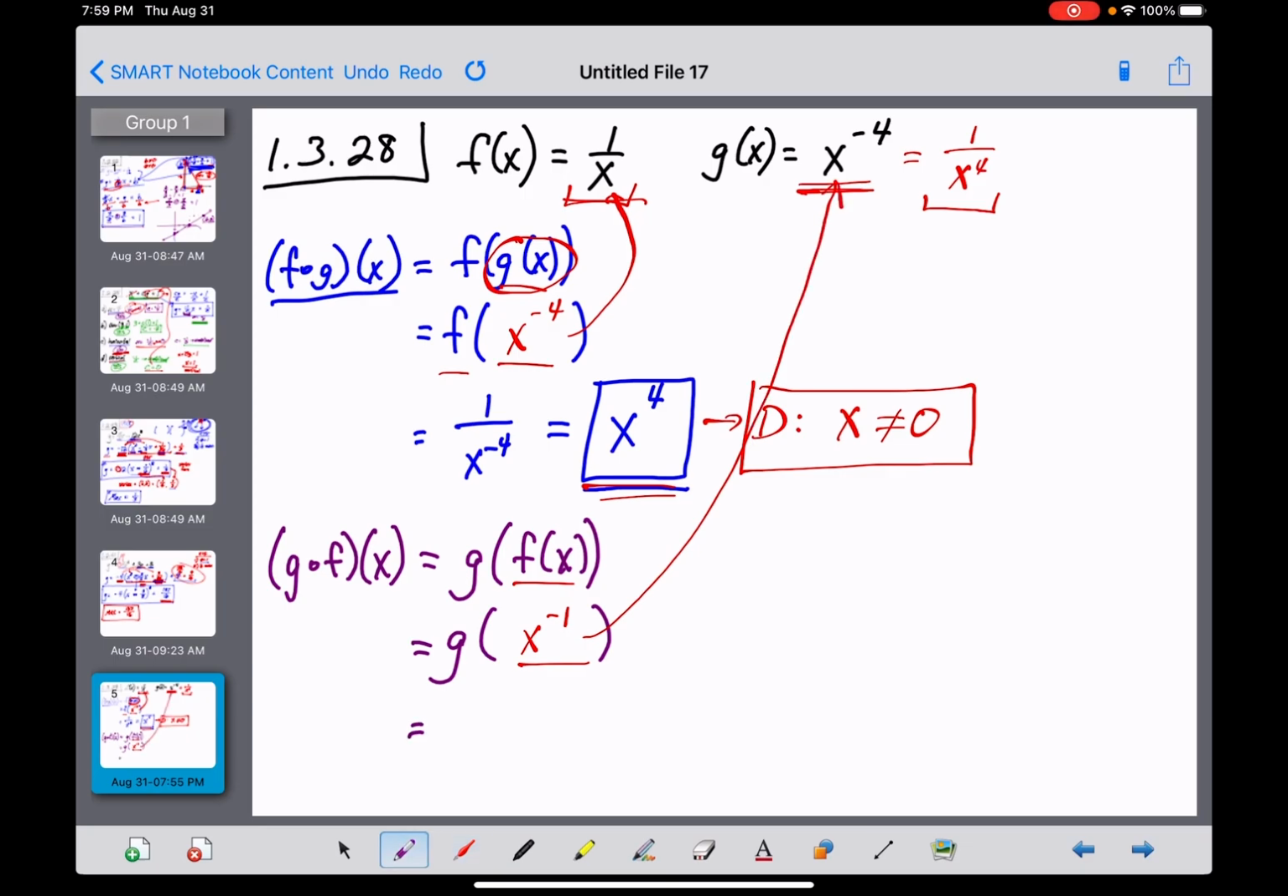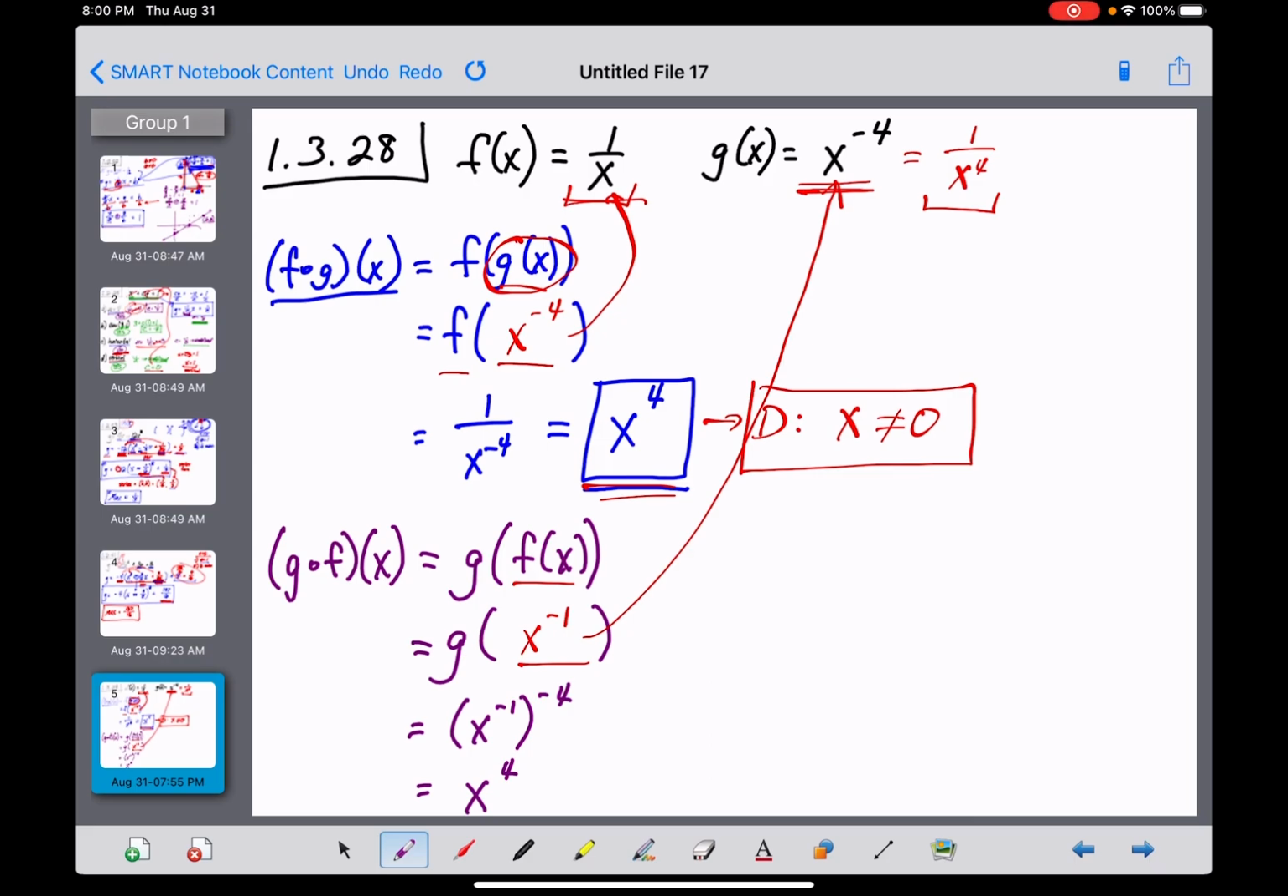So x to the negative first to the negative fourth, let me write that out just so you can see it, x to the negative first raised to the negative fourth power. We're multiplying exponents right here, so we're going to end up with x to the fourth power. Power of a power, we multiply our exponents right there. Yeah, that looks correct to me.